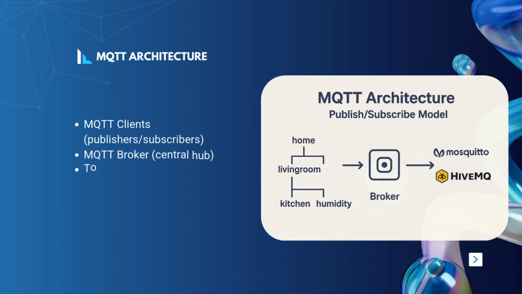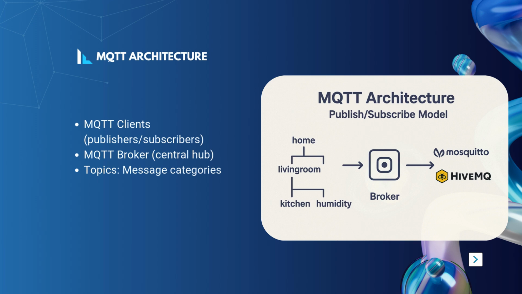Now, let's dive a little deeper into MQTT architecture. The core of MQTT is the broker. This is the central server that routes all messages. Without a broker, publishers and subscribers wouldn't know where to send or receive data. Messages in MQTT are organized using something called topics. Think of topics like labeled mailboxes. A publisher sends a message into a mailbox with a label, and subscribers who are watching that mailbox will get the message.